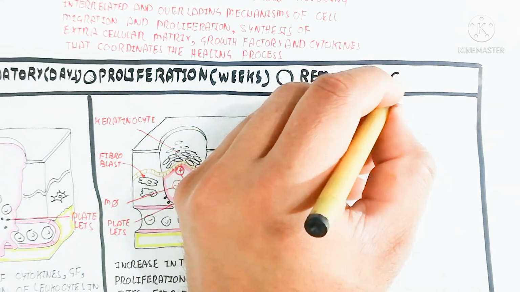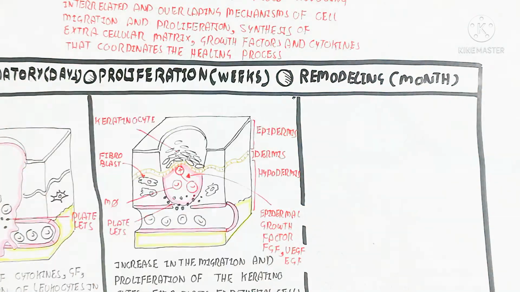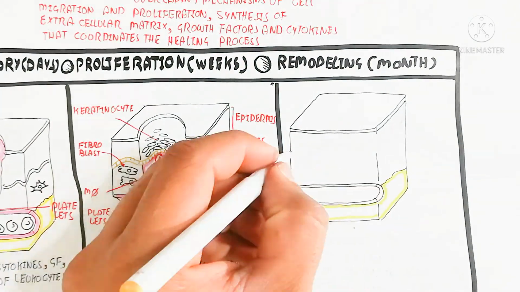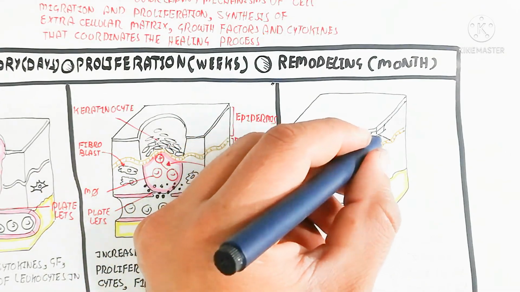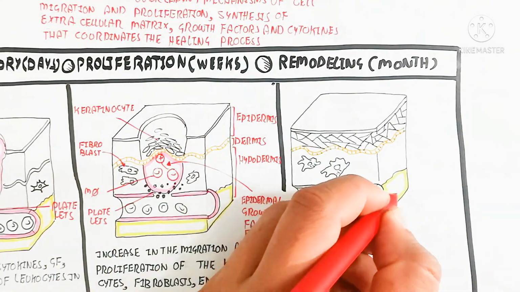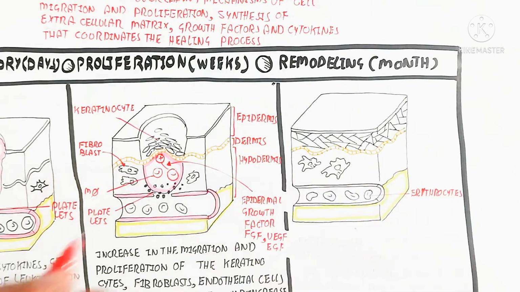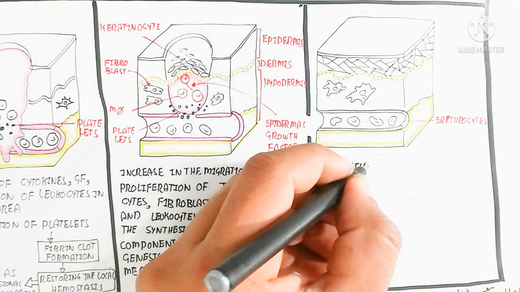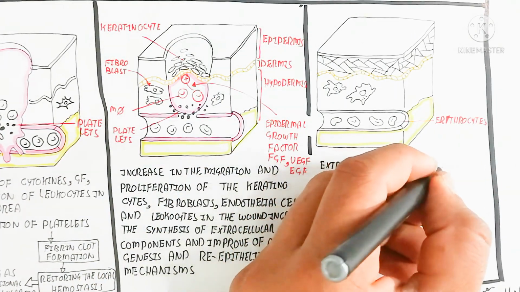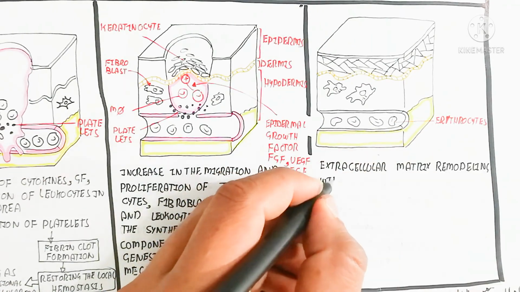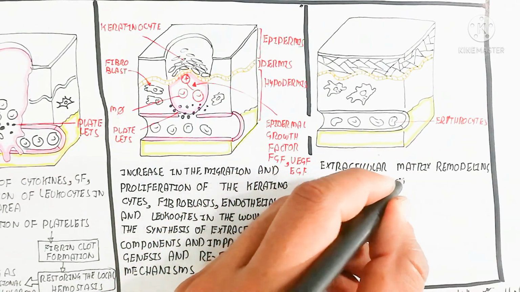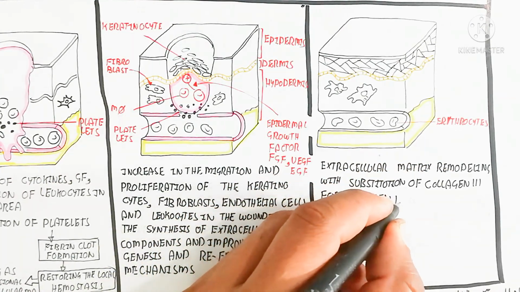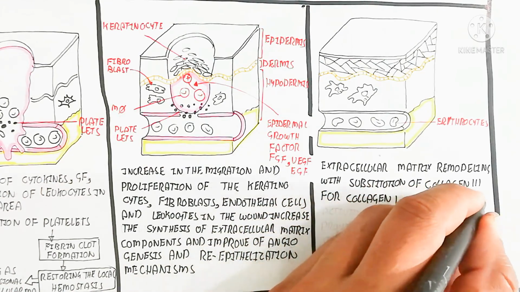And the reepithelialization mechanism: the epithelial cells will again cover the wound. The remodeling is the last step, which is completed within a month. Here is the extracellular matrix. This extracellular matrix remodeling involves substitution of collagen 3 with collagen 1, so collagen 3 is converted into collagen 1. There is an increase in the activity of apoptosis of provisional endothelial cells. The apoptosis will occur due to the injured cell.